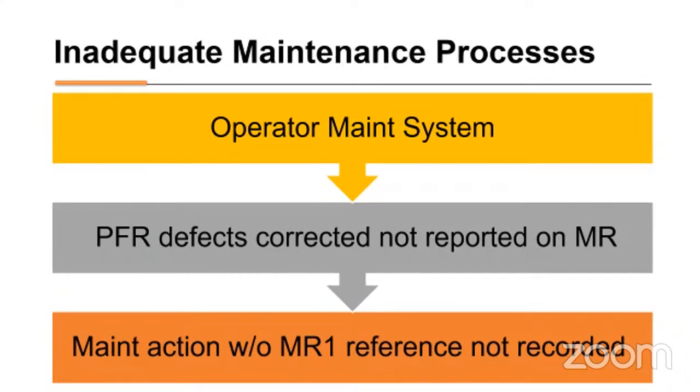It also included that the operator's maintenance system had not mandated that the pilots report their defects post-flight. The repetitive defects of the PFR, even if corrected, were not reported in the maintenance records, and maintenance action without the maintenance record references was not recorded. Even with 23 occurrences of the RTLU fault within a duration of 1 year, the issue was not investigated and corrected thoroughly.